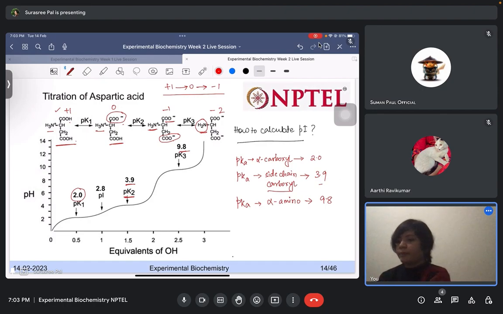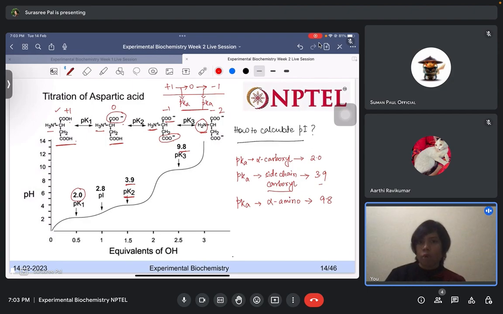So that means the pKa values which are responsible for changing the charge of the molecule from +1 to 0 and from 0 to -1, those two pKa values we will consider for calculating the pI. That means the average of these two pKa values will be actually our pI, right? So here, can you tell me how to calculate the pI of aspartic acid, or what will be the pI of this aspartic acid?